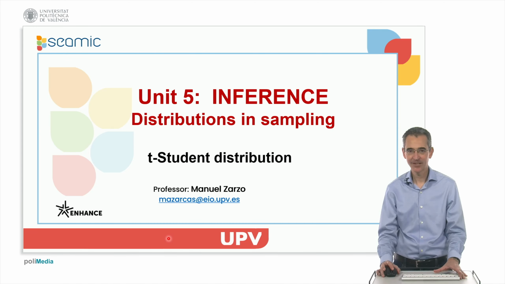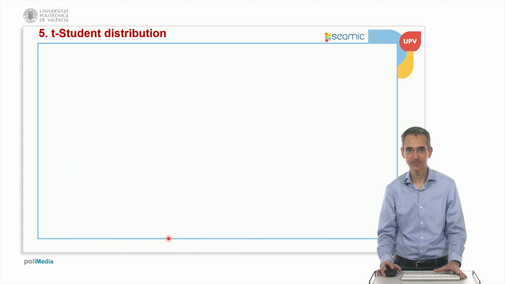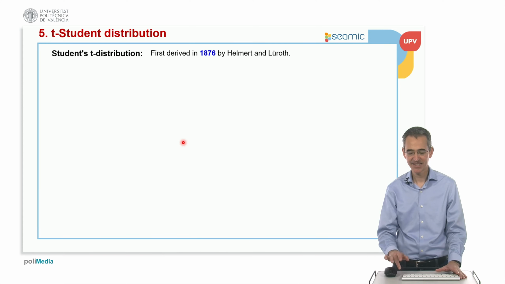Good morning, I'm Manuel Zarzo, and in this Unit 5 Inference, I will talk about the student t-distribution, which is an important distribution that is used in sampling. This distribution has a special name, or maybe a strange name. Why is it called student?